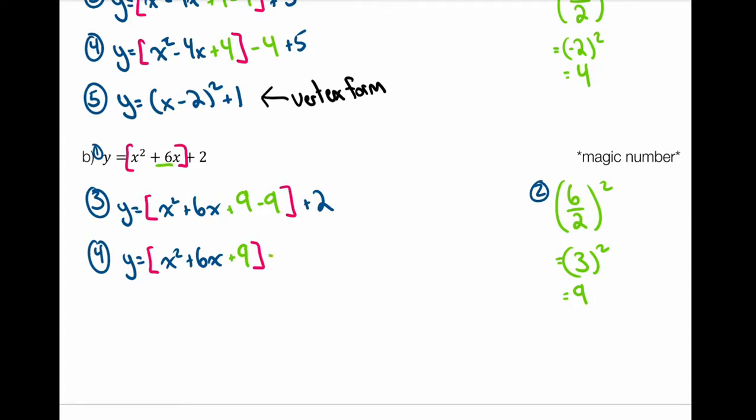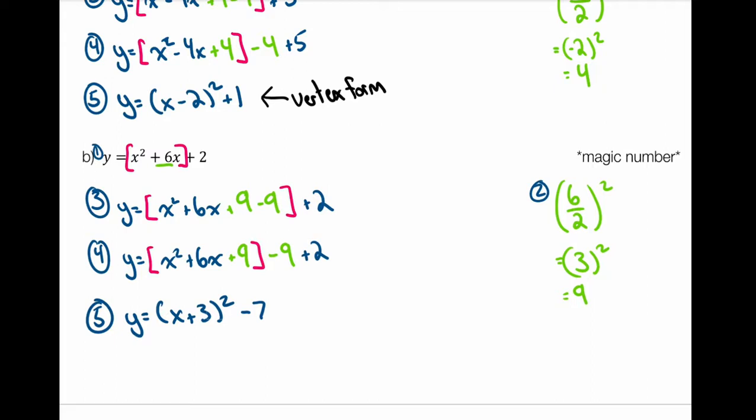Outside of the bracket, we have the minus 9, still have plus 2, and step 5 now says factor the perfect square in the bracket and collect like terms. So inside my bracket, it will be x plus 3 squared. Again, I can take that second step of my magic number to find what that value with x will be. And I can collect my like terms. Minus 9 plus, sorry, plus 2 is negative 7. So now I have vertex form in step 5.